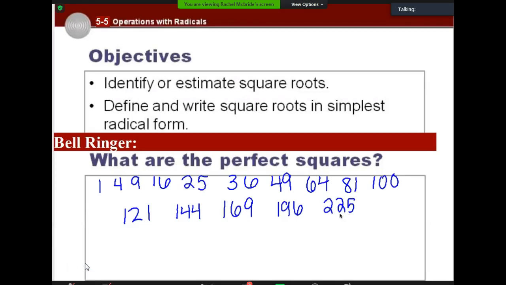So here are your perfect squares in order from 1 to 15.